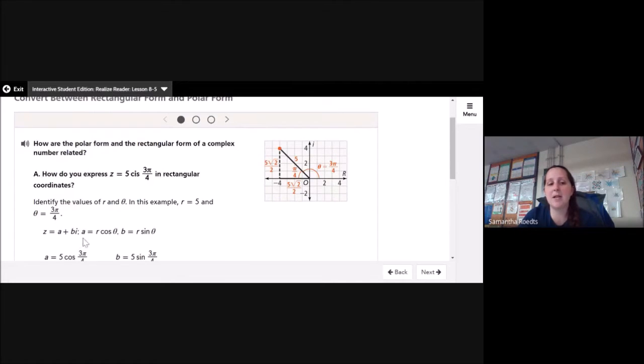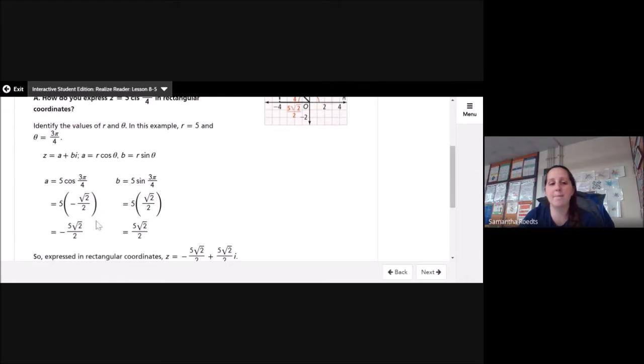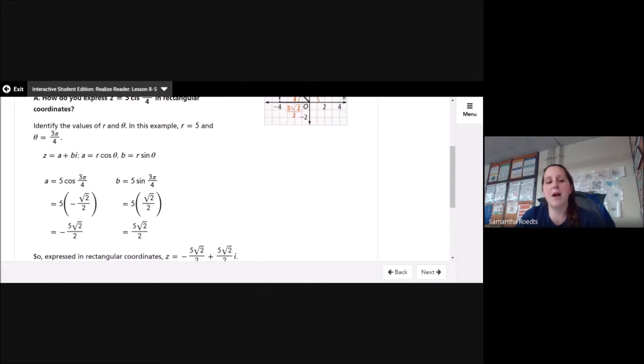So z equals a plus bi, where a equals r cosine theta and b equals r sine theta. So I have a equals 5 cosine 3 pi over 4. So I have 5 times negative square root of 2 over 2, which equals -5 square root of 2 over 2. And then for b, I have 5 sine 3 pi over 4. Well, the sine of 3 pi over 4 is square root of 2 over 2. Again, those are the points that I remember from the unit circle. So I multiply that times 5. So I have 5 square root of 2 over 2.